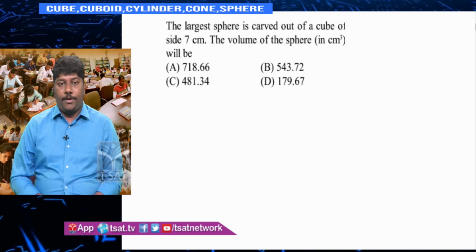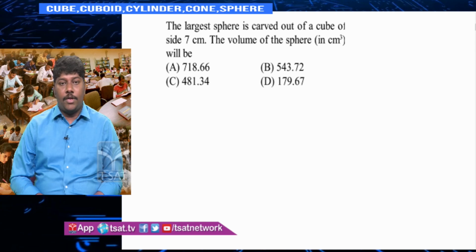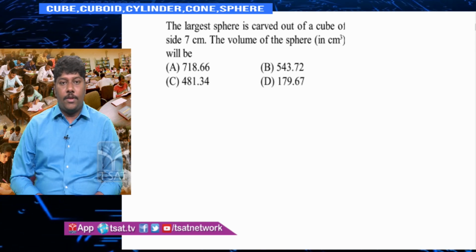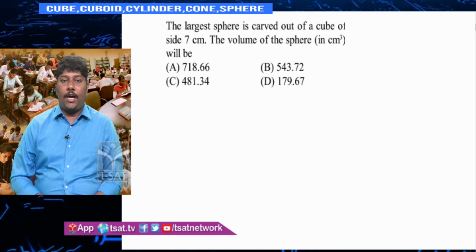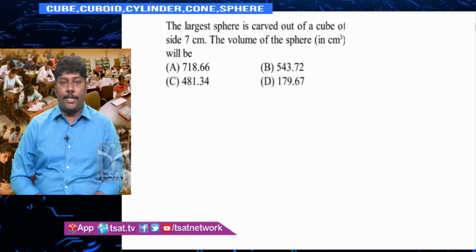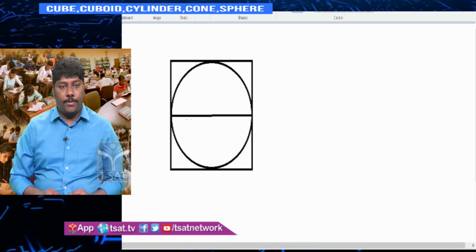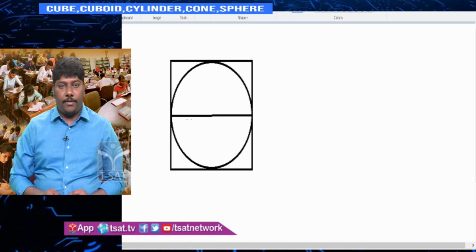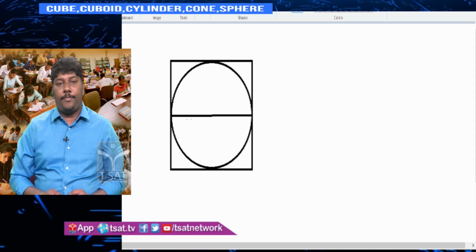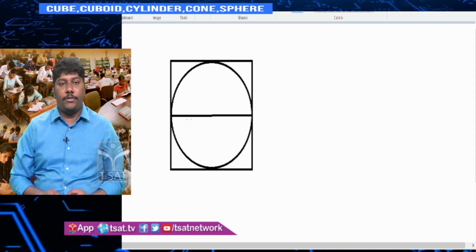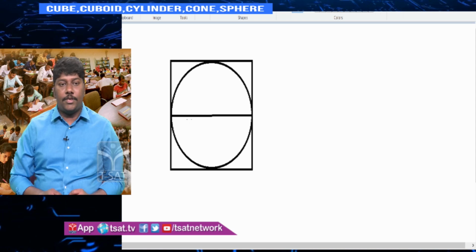The largest sphere is carved out of a cube of side 7 centimeter. The volume of the sphere in centimeter cube will be? I have taken a cube whose front view is a square, and I'm just carving out the largest sphere possible out of a cube. The front view looks like this. It is like a circle inscribed in a square.